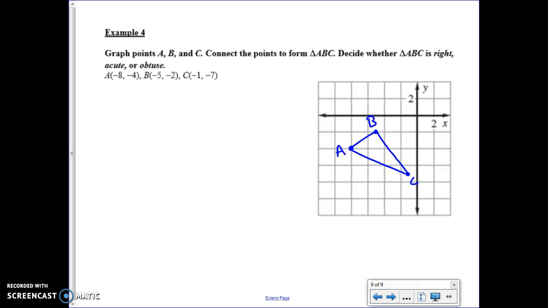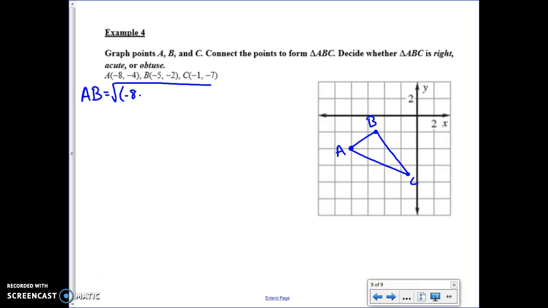So first off, to be able to decide whether it's right, acute, or obtuse, we're going to need to do the Pythagorean Theorem, that table again. We need to know how long those sides are to be able to plug it into that table. So we're going to have to do distance formula 3 different times here. So I'll start off with AB. It doesn't matter which side you start off with.